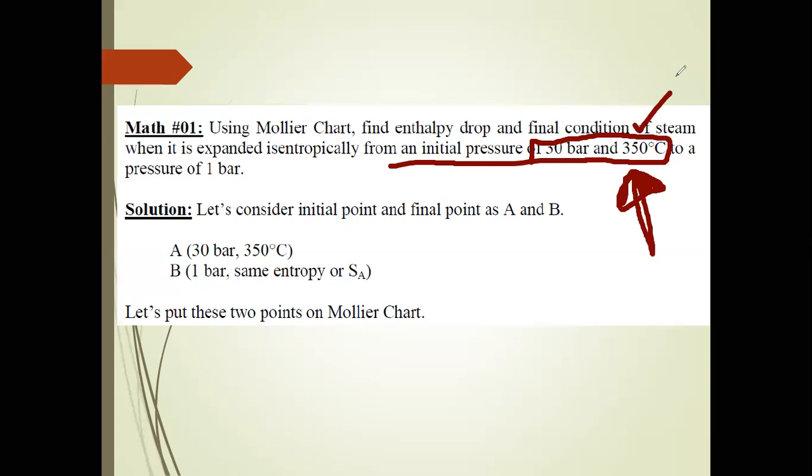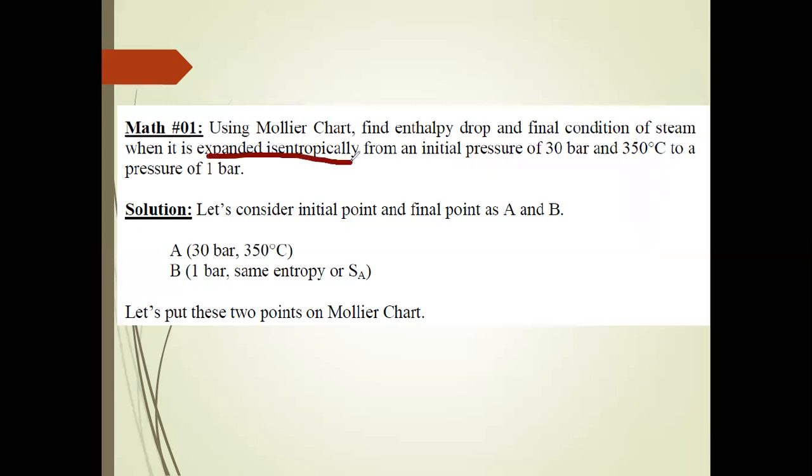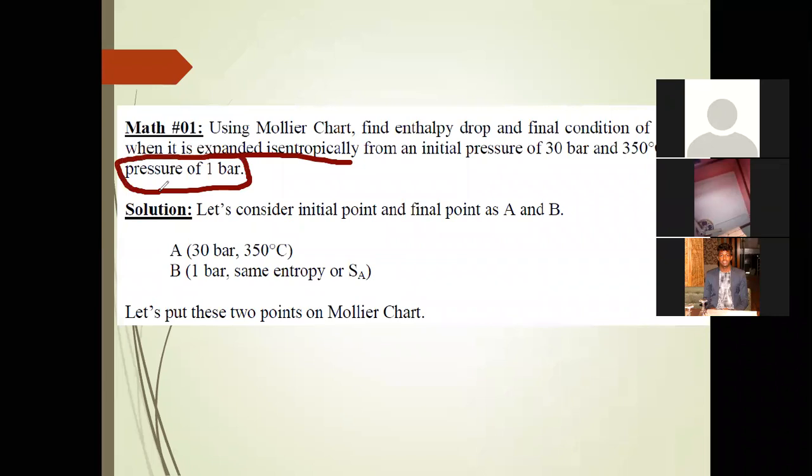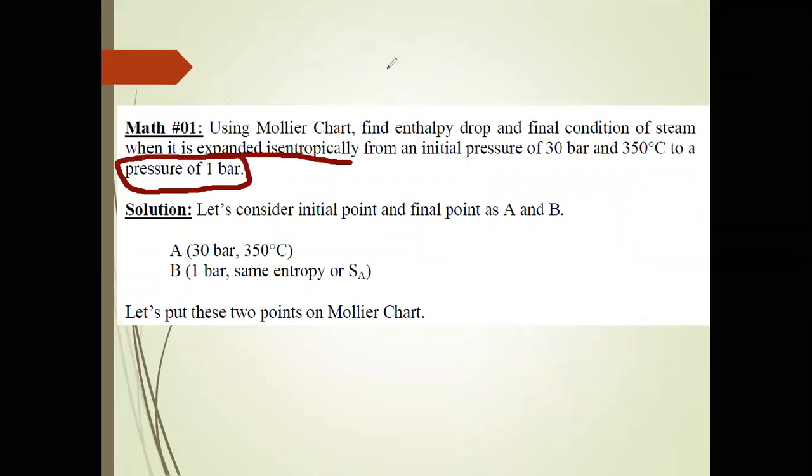You see that this is the initial point, and you have to expand the steam isentropically, and then the pressure will become 1 bar. So we can easily say that there are two positions: the initial position and the final position. We give the initial point and the final point as A and B. A is the initial point and B is the final point.